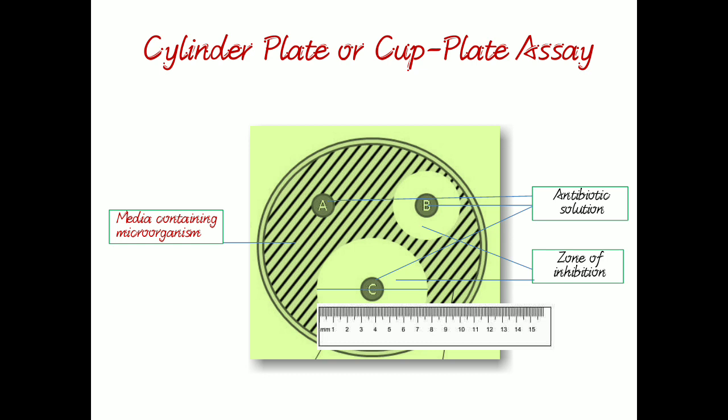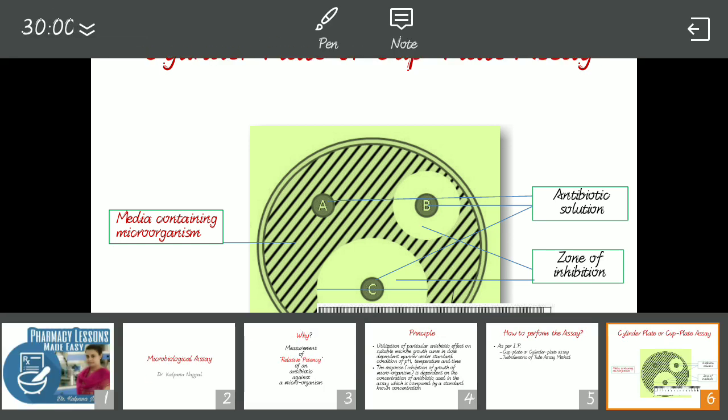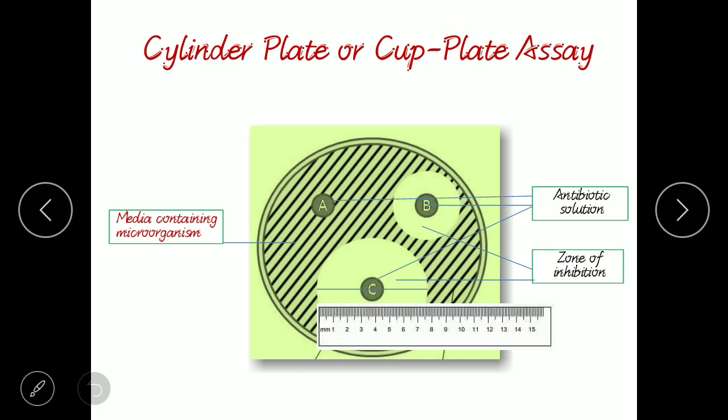So in this particular example, I have shown this with the help of a diagram. This is a petri dish. Okay, in this petri dish we have taken the media, in which the microorganism against which the antibiotic assay has to be done is already mixed in this agar, solidified agar.